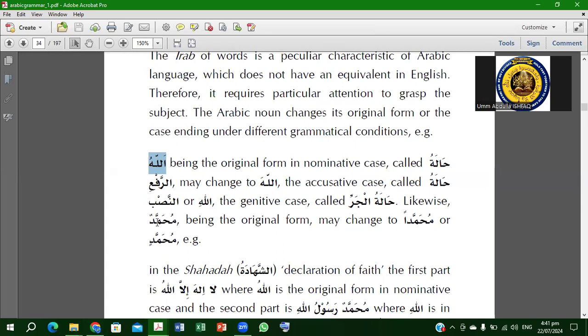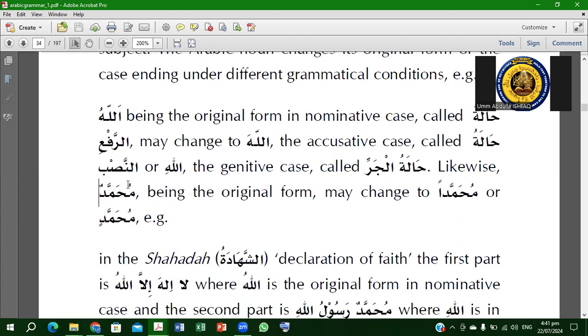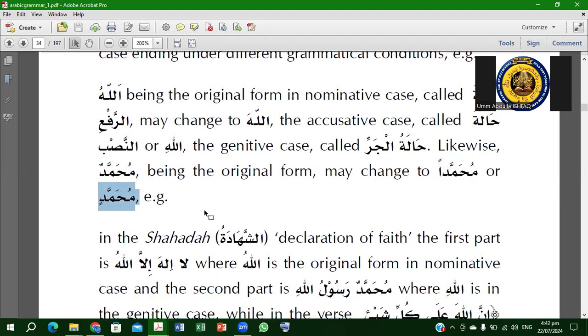Likewise, Muhammadun. Let me make the size a little bigger to make it more clear. Muhammadun, this double tanween you can see, right? Or Muhammadan or Muhammadin. So this is Muhammadun halat rafa, Muhammadan halat nasab, and Muhammadin halat jar. Status of jar.